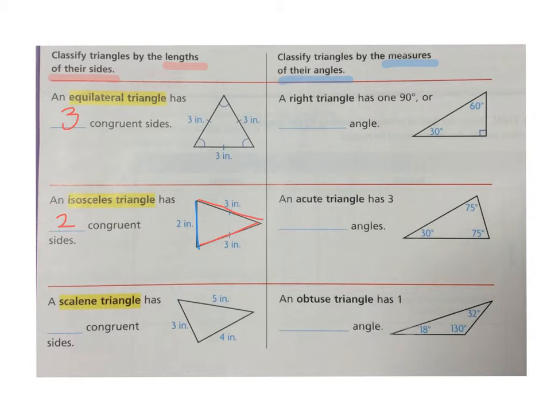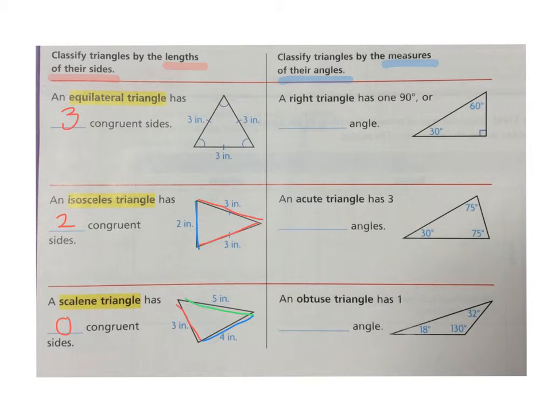Now if we look at the last triangle down there, this side right here is 3 inches, this side right here is 4 inches, and this side right here is 5 inches. How many congruent sides does it have? 0. So all triangles that have 0 congruent sides, we call them scalene triangles. Everyone say scalene. Scalene. Very good.